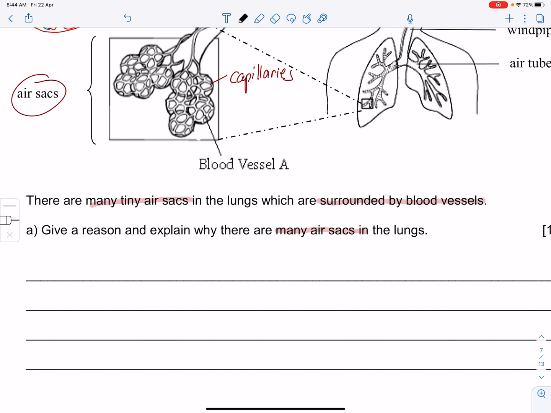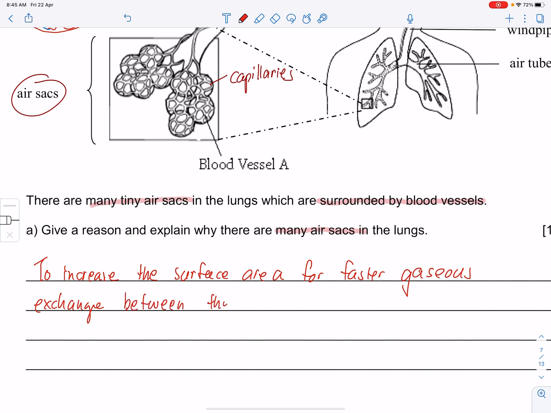Okay, now so I'm going to pen this down. Okay, so it is basically to increase the surface area for faster gaseous exchange between the air sacs and the blood in the capillary or in the blood vessel. Okay? Alright?